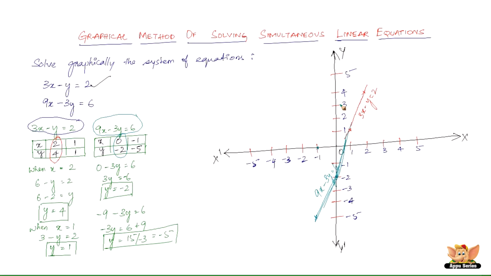So this is a coinciding one, which means it's got an infinite number of solutions. It also means 2 comma 4 can be a solution, 1 comma 1 can be a solution, 0 comma minus 2, minus 1 comma minus 5. All the solutions that we got here are solutions for these two equations.